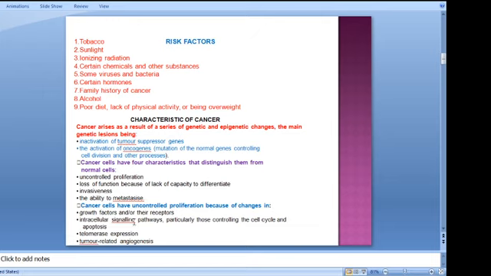Cancer cells have uncontrolled proliferation because of changes in growth factors and their receptors, and in intracellular signal pathways, particularly those controlling the cell cycle and apoptosis. Then there are telomerase expression and tumor-related angiogenesis. So these are all the basic characteristics of cancer.